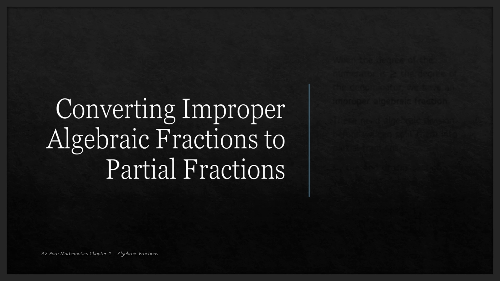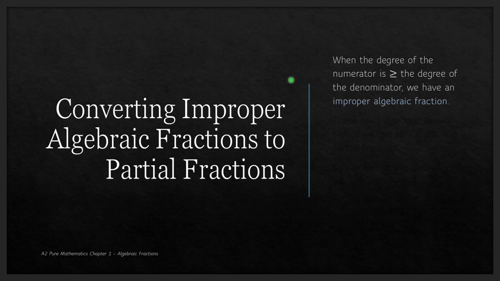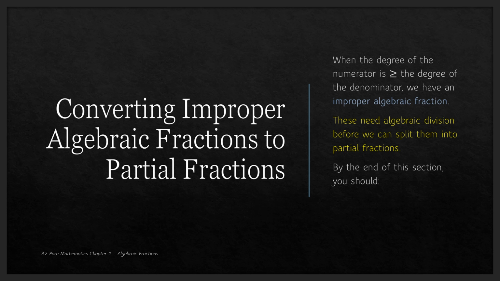In this section, we are now going to consider what you do if you have an improper fraction. That's when the degree of the numerator is either greater than or equal to the degree of the denominator. So we call that an improper algebraic fraction. These need algebraic division before we can split them into partial fractions. And by the end of this little section, you should be able to split an improper fraction into partial fractions.